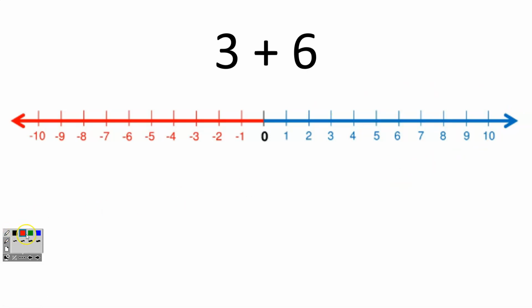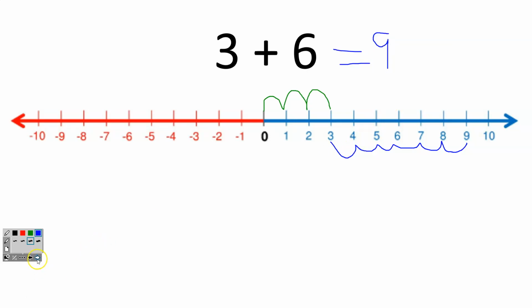Okay, so if I were to go, I would go 3 in the positive, 1, 2, 3, and then I would go 6 in the positive direction. 1, 2, 3, 4, 5, 6. So I ended up at a positive 9.